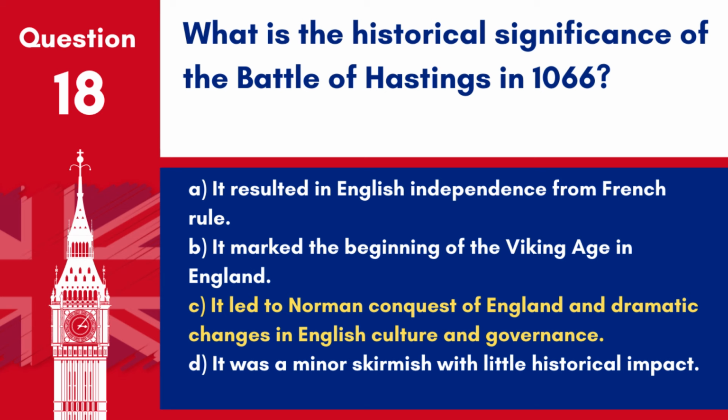Answer: C. It led to Norman conquest of England and dramatic changes in English culture and governance. The Battle of Hastings in 1066, where William the Conqueror defeated King Harold II, is significant as it led to the Norman conquest of England, which profoundly influenced the language, culture, and governance structures of England.